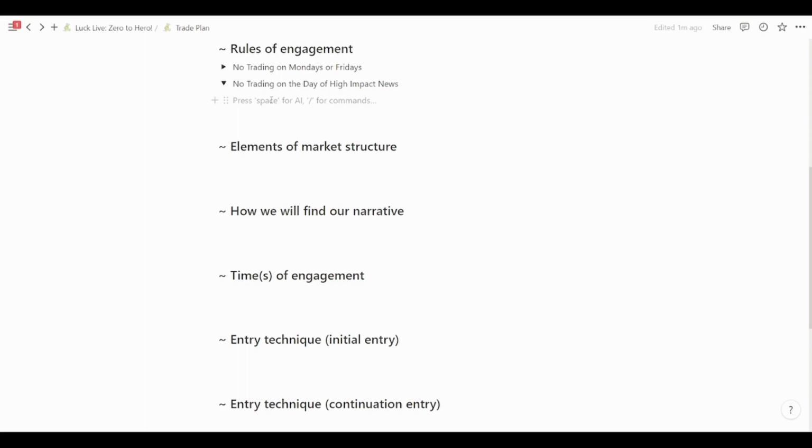And also no trading after Wednesday of NFP week. So after the Wednesday of NFP, Thursday and Friday, I will not be trading those.